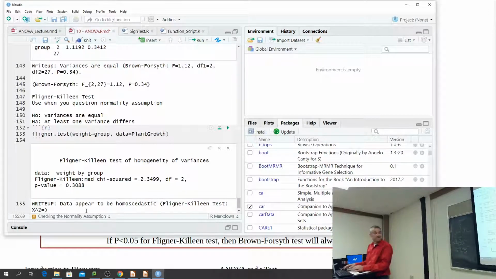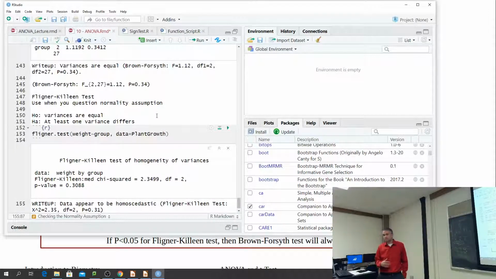So chi-squared equals 2.35. Our degrees of freedom, 2. And our p-value, 0.31. Just remember our rounding. Test statistics go to 2. Our p-value gets rounded based on the value of the p-value. So we're above 0.05, we just go to 2 decimal places for that.